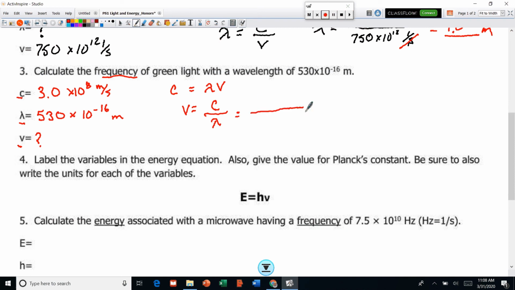So that means we have 3.0 times 10 to the 8th meters per second divided by 530 times 10 to the negative 16 meters. So that gets rid of meters. And so our unit is going to be 1 over seconds, which we can also call hertz, or seconds to the inverse 1, or negative 1.